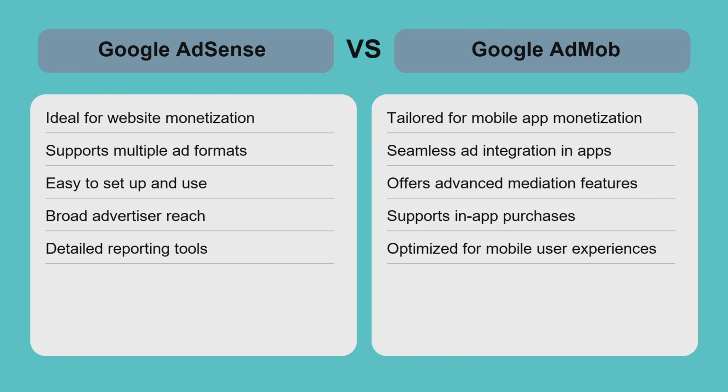Choosing between them depends on your platform. A website benefits from AdSense's simplicity, while apps gain from AdMob's specialized mobile ad features. Both platforms offer strong analytics and integration with Google's ad ecosystem, but AdMob demands more development effort. The trade-off is between ease of setup for websites and advanced monetization strategies for apps. Understanding your audience and platform will guide the best choice for sustainable ad revenue.